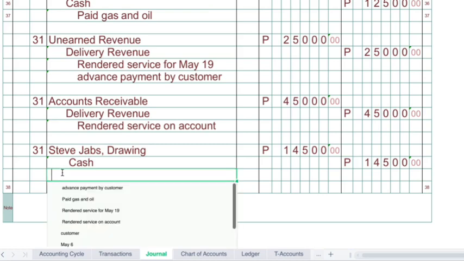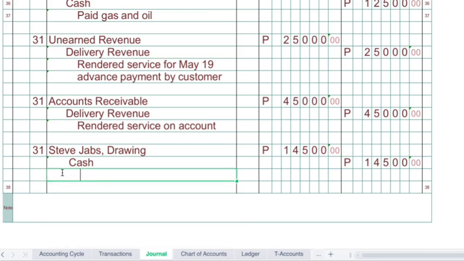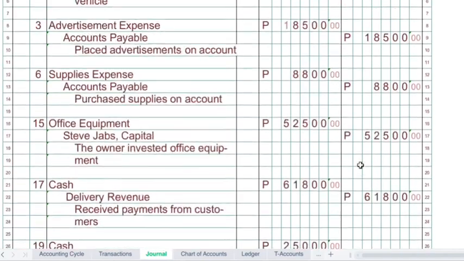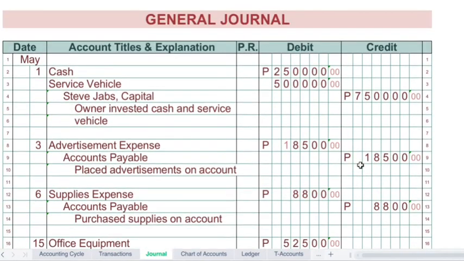Alright, so we'll write a short description. Okay, maybe let's just write owner's withdrawal. Okay, that's it. So that's journalizing. Alright. So let me explain the journal first. So when we say journal, it is the book of original entry. So why is it called the book of original entry?